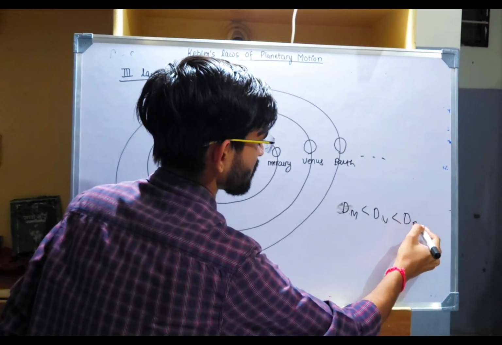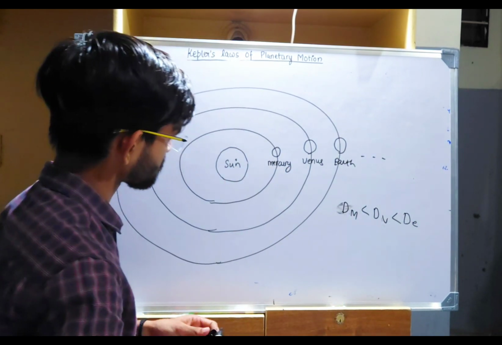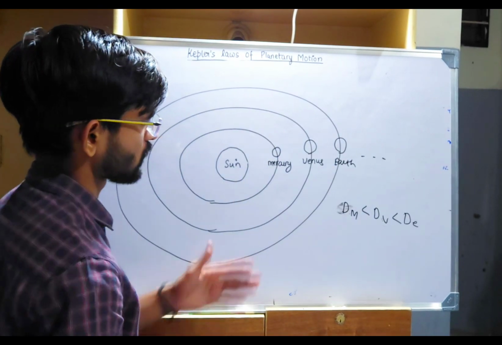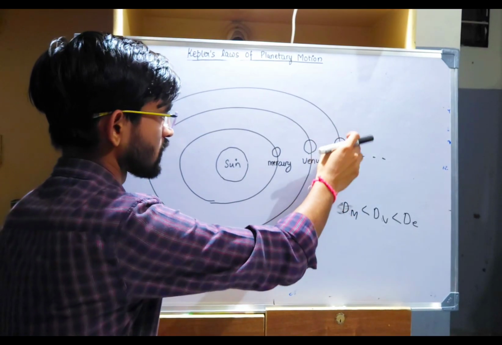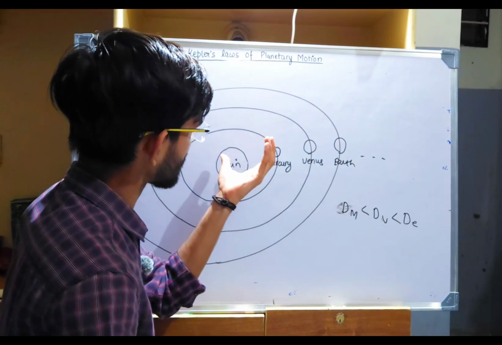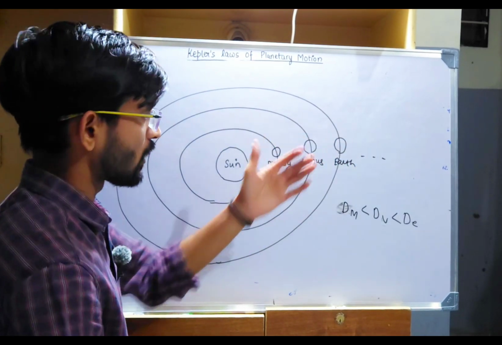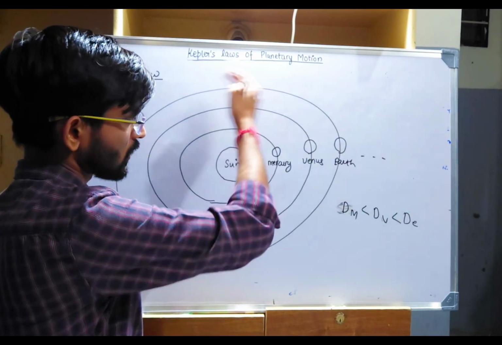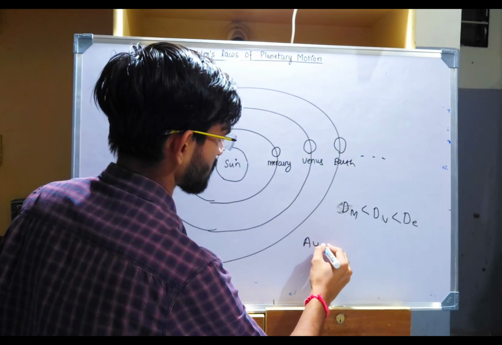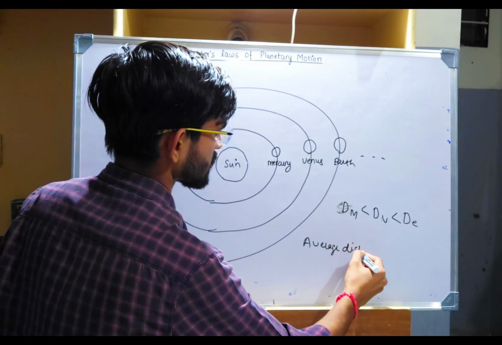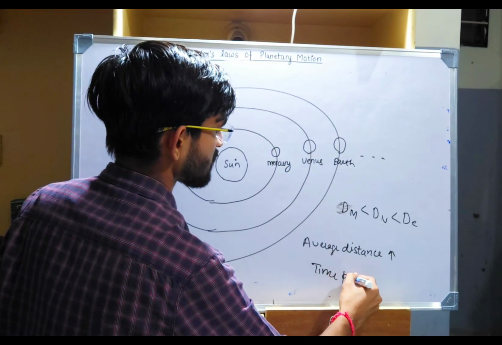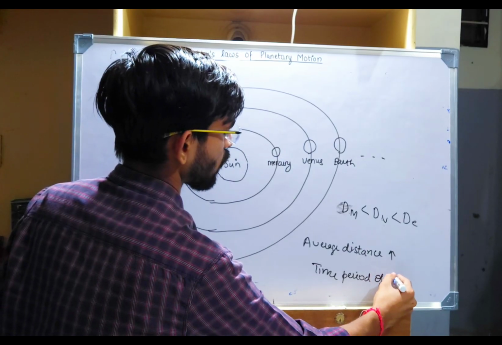So tell me, which planet will take more time to complete one revolution around the sun? Obviously, Earth, because it is farther away from the sun than these two planets. So, as you increase the distance between the sun and the planet, the time taken by that planet to complete one revolution around the sun will increase. That means if average distance is increased, then the time period of the planet is also increased.